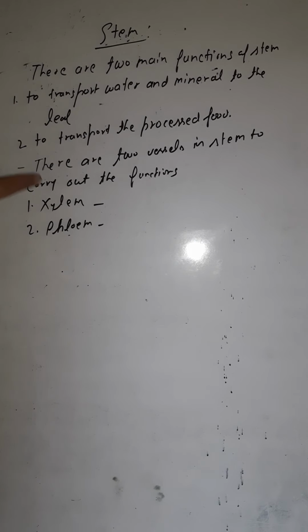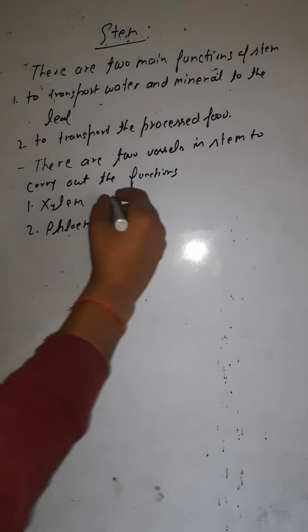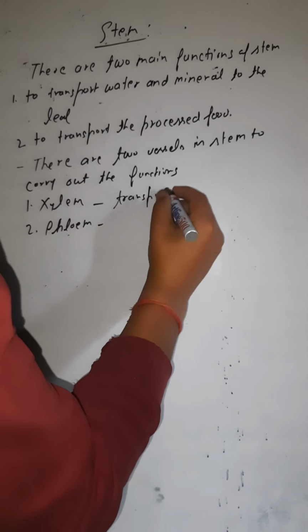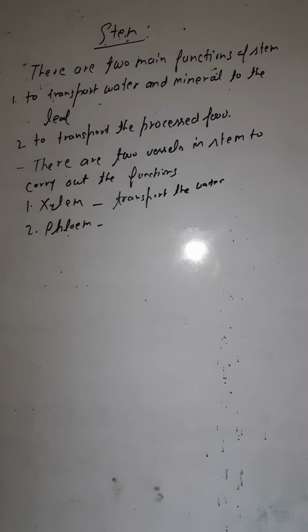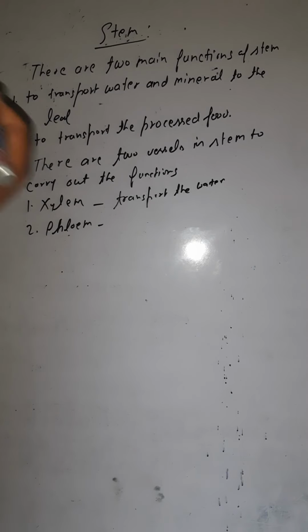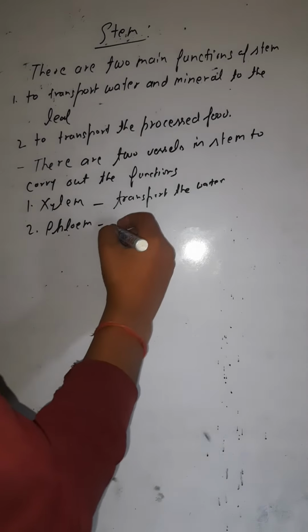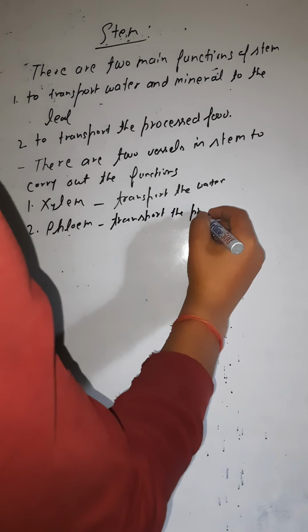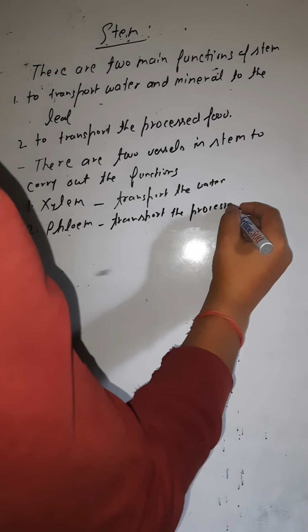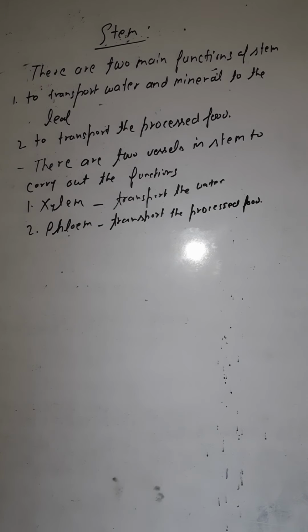What is the function of the xylem? Xylem transports the water to the leaf. So transportation of water is carried out by the xylem, which is in the stem, and the transportation of the processed food is carried out by the phloem. These are the two main vessels which carry out the functions of a stem.